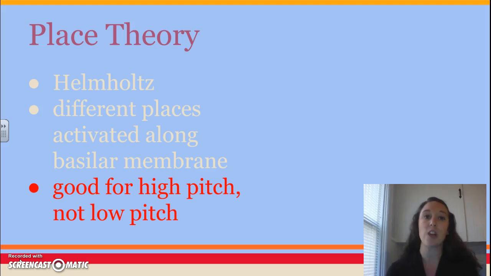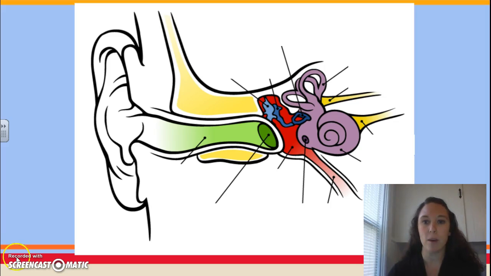And the place theory generally says that the different frequencies of sound waves are going to ultimately activate different locations along the basilar membrane. If we look back at our diagram of the ear, this purple portion right here is the cochlea. And you can see that the cochlea is coiled in upon itself. Well, it's coiled around what's known as the basilar membrane. The basilar membrane itself actually creates the coil. And so the inner lining of the cochlea is what we call the basilar membrane.